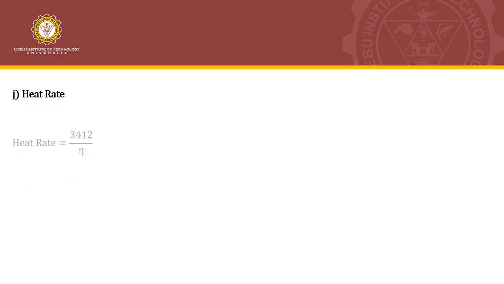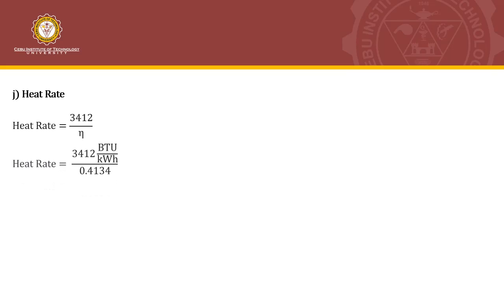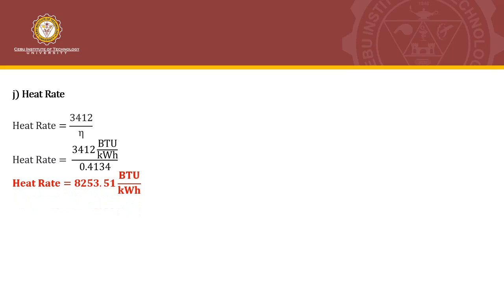And finally, for the heat rate, that is simply 3,412 divided by the thermal efficiency. Substituting the value of the thermal efficiency in decimal, we can get the heat rate in BTU per kilowatt hour. So it means that it will require 8,253.51 BTU to produce 1 kilowatt hour of power. So that is how you solve the problem, which is actually an ideal reheat Rankine cycle.